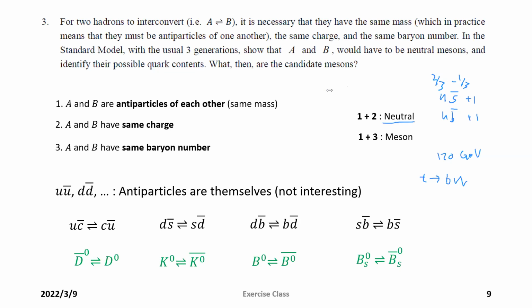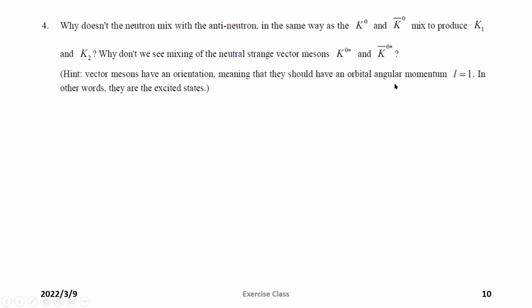Okay, so let's go to the last question. The last question is somehow related to question 3. It asks why we can't mix a neutron and anti-neutron in the way that we do for kaons and kaon bar.